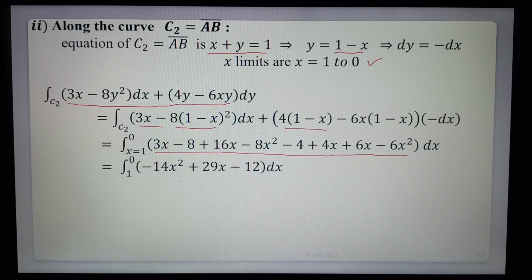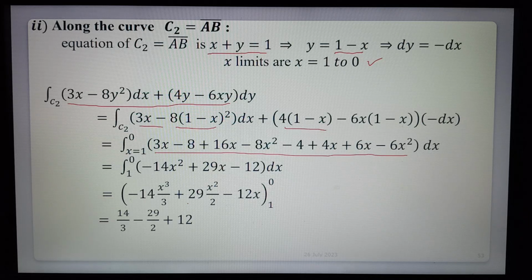Now integrating with respect to x. So minus 14 into x cube by 3 plus 29 into x square by 2 minus 12x, limits 1 to 0. Lower limit 0, upper limit 1. That is equal to 14 by 3 minus 29 by 2 plus 12. That is equal to 13 by 6. This is the line integration over C2.